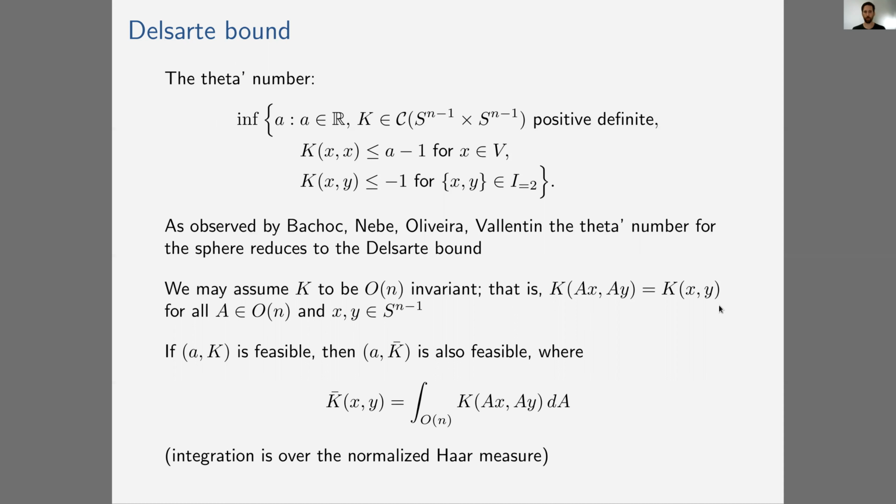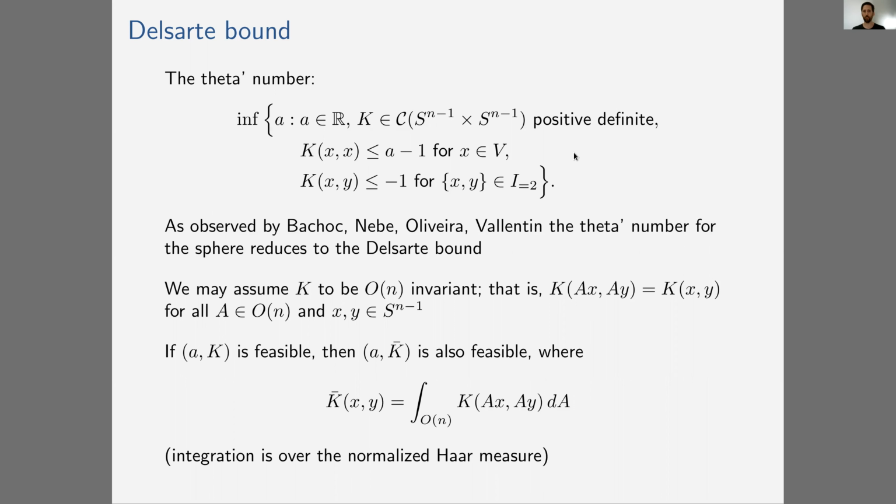So why can we assume that? Maybe it's obvious for you, but let me spell it out, because I think it's very important. If (A, K) is a feasible solution, so you have an A and a K that satisfies these inequality constraints, and K is positive semidefinite or positive definite, then also this (A, K bar) is feasible, where K bar is obtained by symmetrizing K over this orthogonal group. So we integrate over the normalized Haar measure on this orthogonal group. Why is that? That is because the constraints here are invariant under this group.